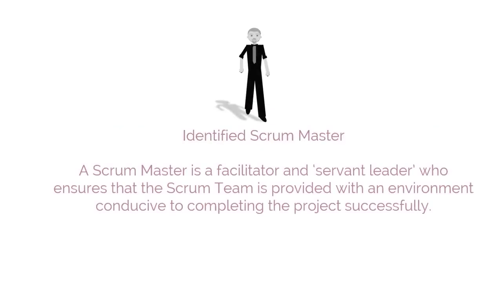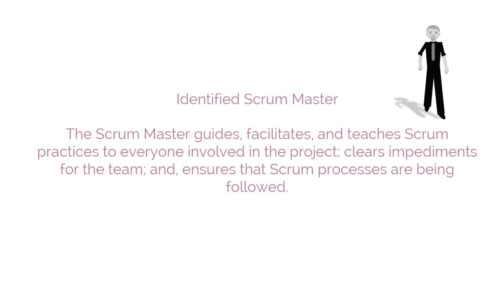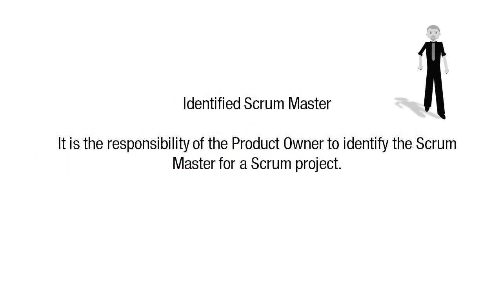Identified Scrum Master. A Scrum Master is a facilitator and supporting leader who ensures that the Scrum team is provided with an environment conducive to completing the project successfully. The Scrum Master guides, facilitates, and teaches Scrum practices to everyone involved in the project, clears impediments for the team, and ensures that Scrum processes are being followed. It is the responsibility of the product owner to identify the Scrum Master for a Scrum project. The Scrum Master role is described in more detail in section 3.5 of the SBOK Guide, 4th edition.